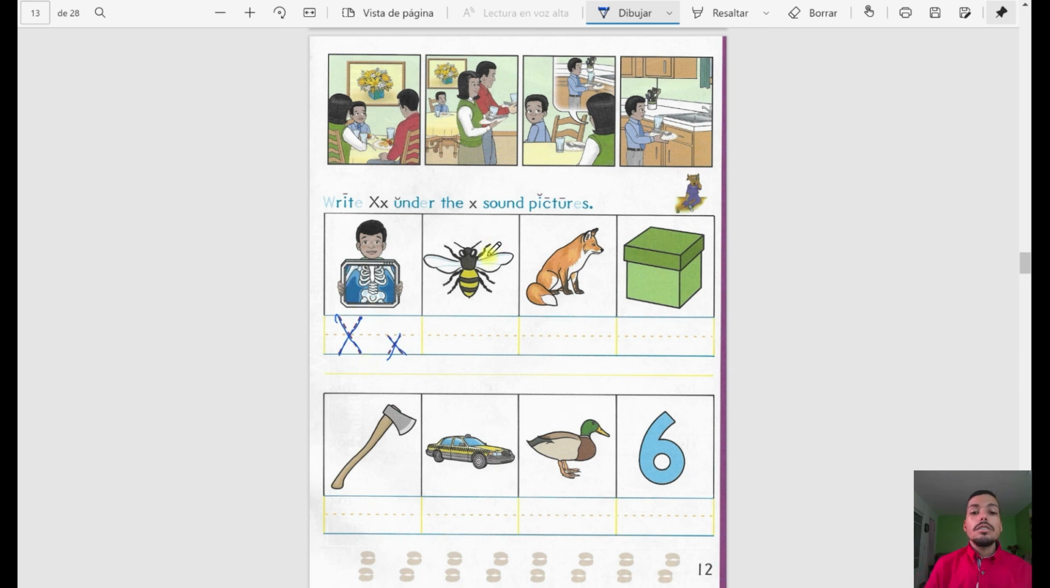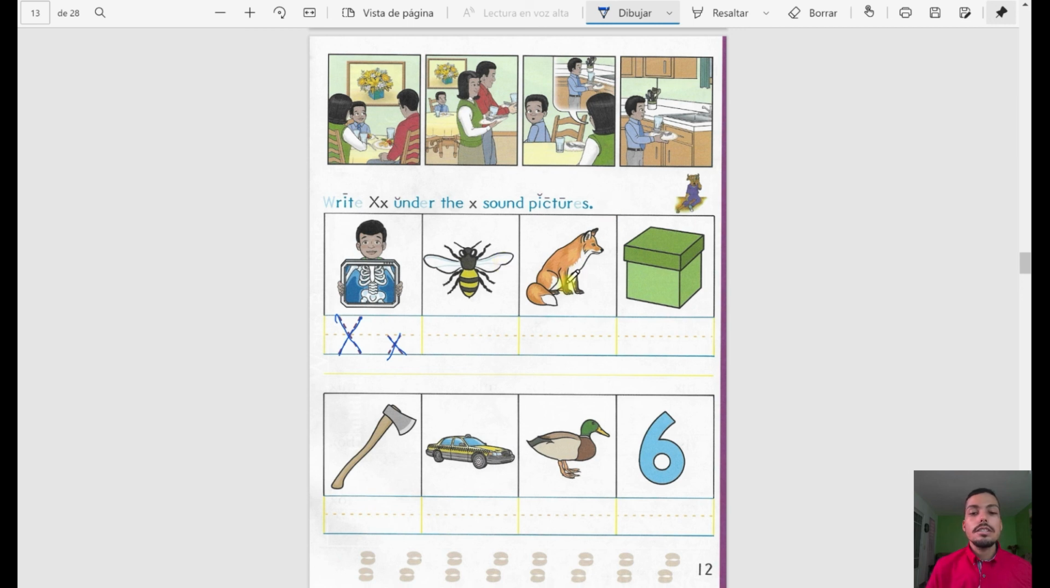And then we keep going to the next one here, right? Because we are looking for the pictures that in its name have the sound X. Okay, and here we have a B. B has the sound X, B, it has the sound? No, very good, it doesn't have it, so we have to leave it in blank, okay? We don't write the letter X.